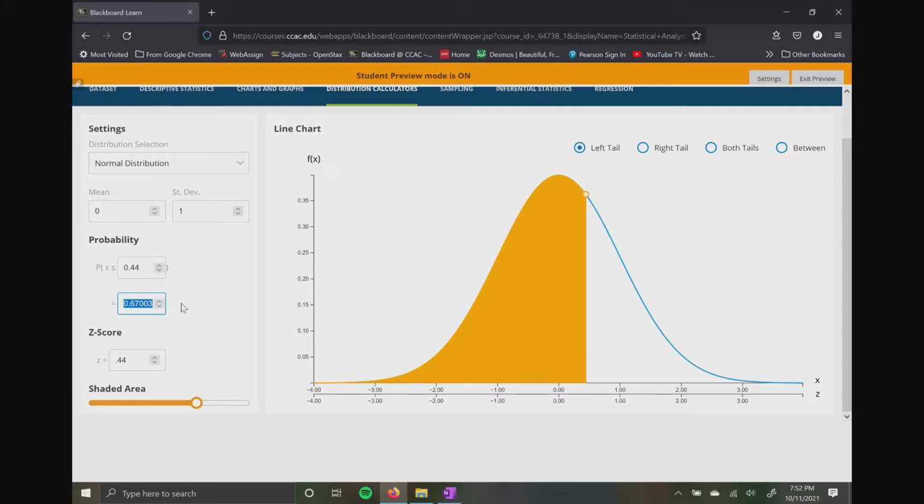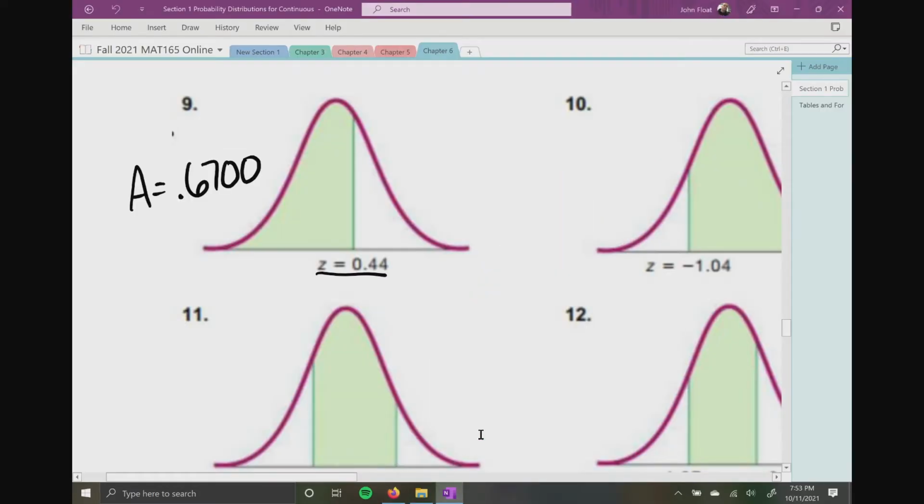0.67003. Now, anytime you use technology, it's going to give you a much more accurate value than the table, because the table can only display four decimal places, and this gives us 5. My thing is this: keep as many as you want until the very end of the problem, and then round to whatever the problem wants you to do, okay? So as you can see right here, a z-score of 0.44 gives us an area of 0.6700, which is fine with me.